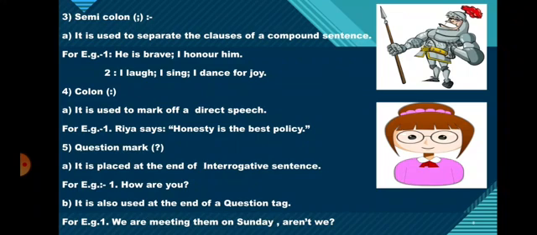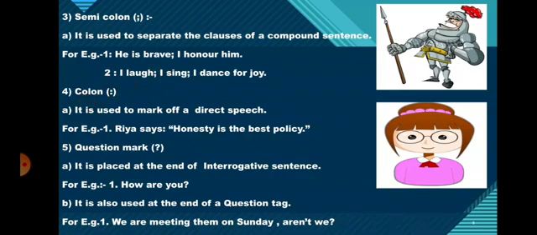Semicolon. It is used to separate the clauses of a compound sentence. For example, he is brave; I honor him. Second example, I laugh; I sing; I dance for joy. So in order to separate the clauses of a compound sentence, we have to put a semicolon in between.